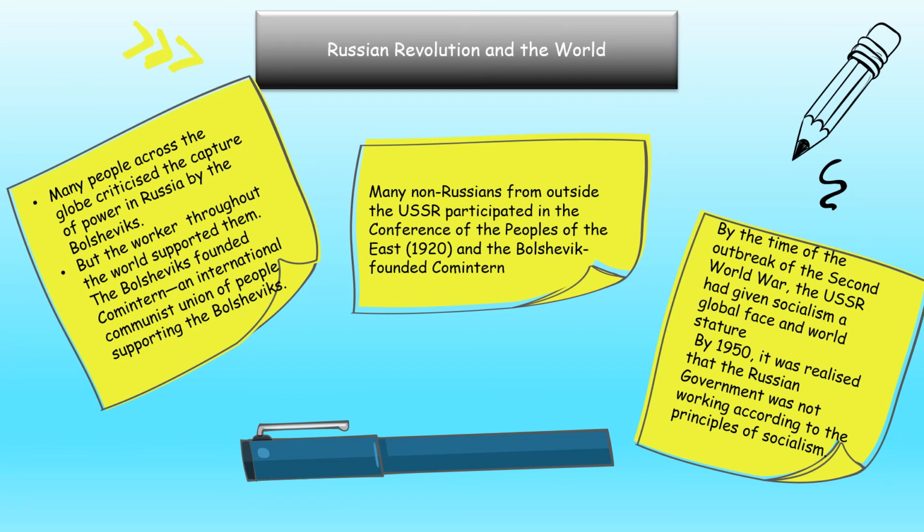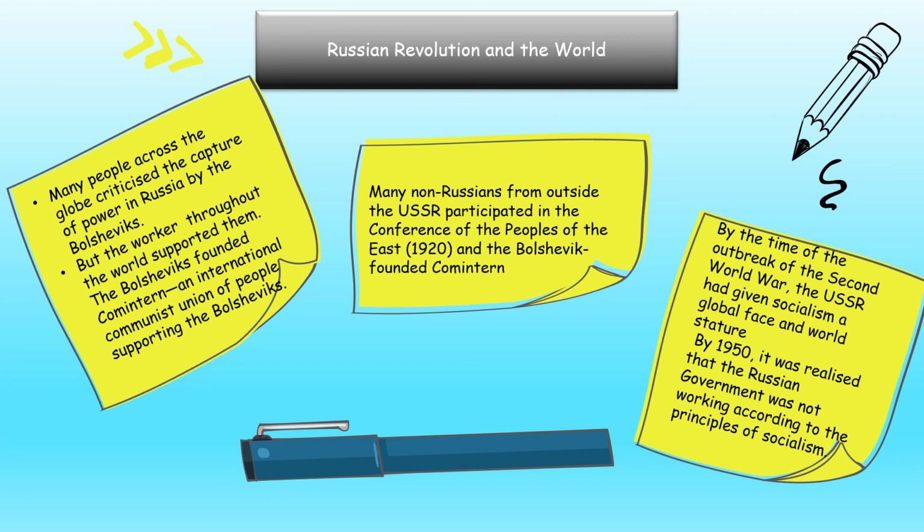Children, now we come to the last subtopic of this chapter, Russian Revolution and the world. Children, do you know that many people across the world criticized the capture of power in Russia by the Bolsheviks, but the workers throughout the world supported them. The Bolsheviks encouraged colonial people to follow their experiment.